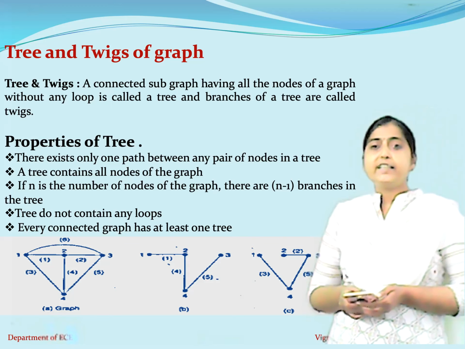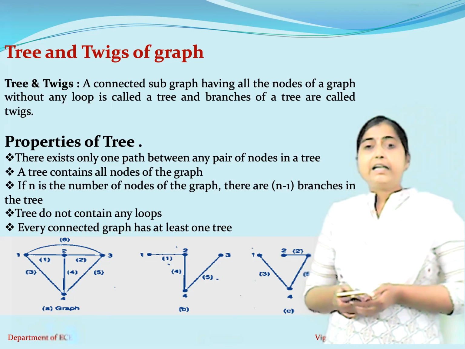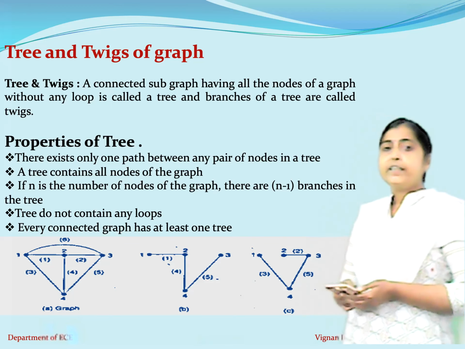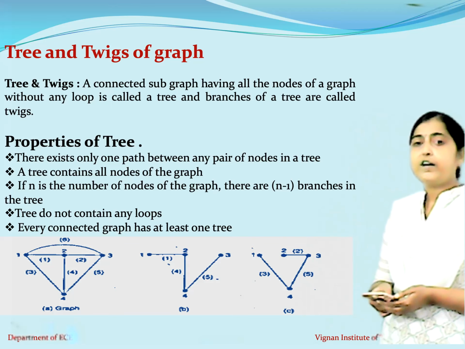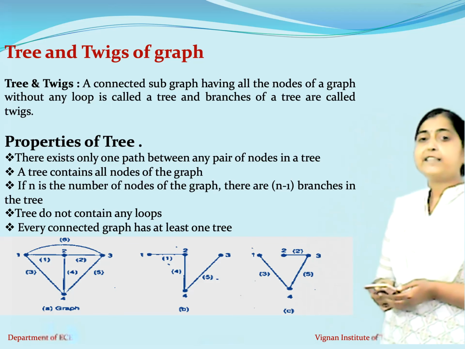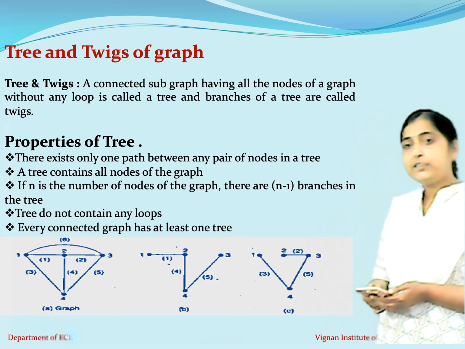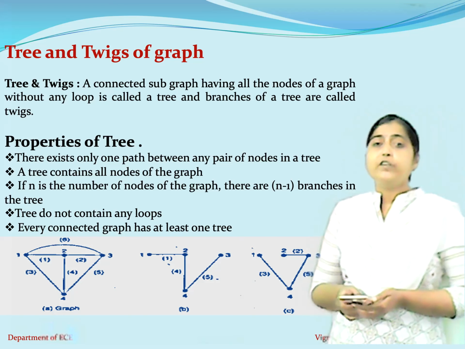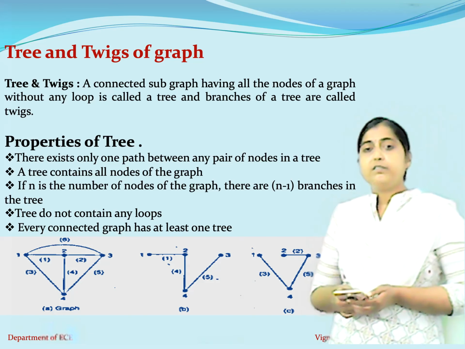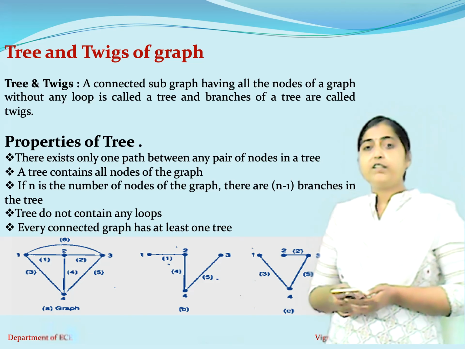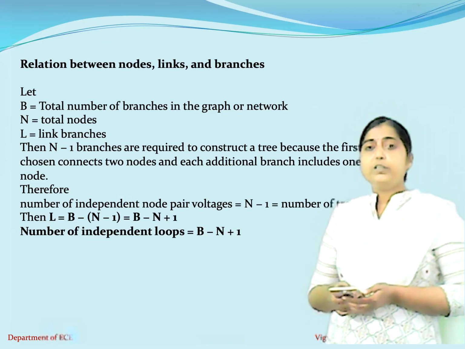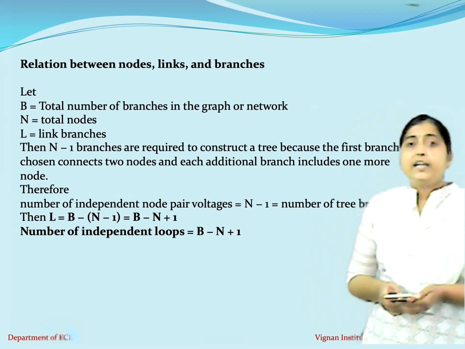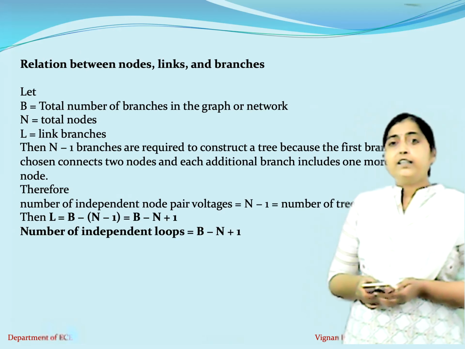So every connected graph has at least one tree. As I told you, every graph will have a minimum of one tree. Maximum, it depends. A connected graph can have more than one tree. So these are the properties of the tree that you have to remember in order to understand the tree concept clearly. Now, the relation between node, link, and branches.